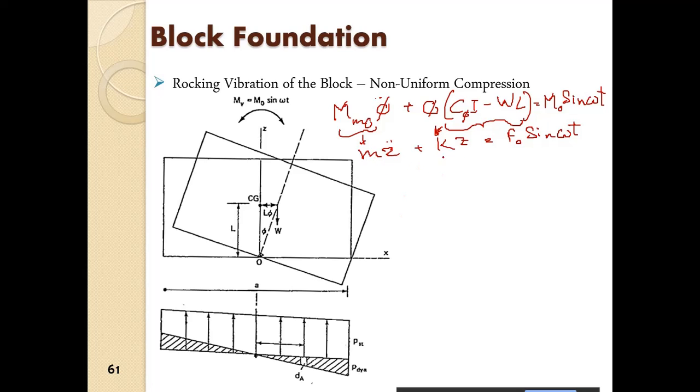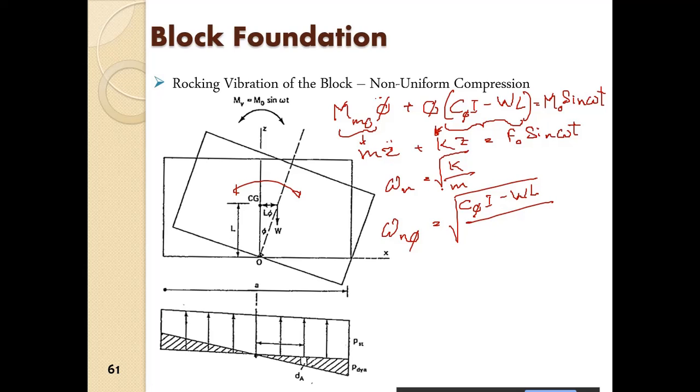So here we know omega n is equal to root over k by m. So here we have the natural frequency for the rotational motion. Now we have omega n phi is equal to root over k, where k is c phi I minus WL. And we have the mass moment of inertia, which is equivalent to the mass here.